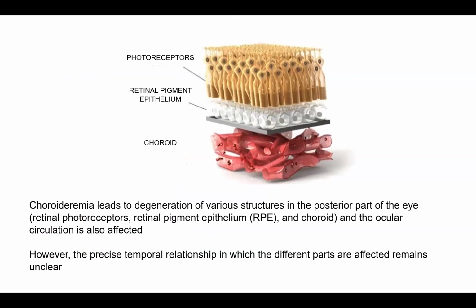Choroideremia leads to the degeneration of various structures in the posterior part of the eye, including the retinal photoreceptors, the retinal pigment epithelium, and the choroid. The ocular circulation is also affected by changes due to the disease. However, one problem in choroideremia is that we don't know exactly the precise temporal relationship in which the different parts are affected.